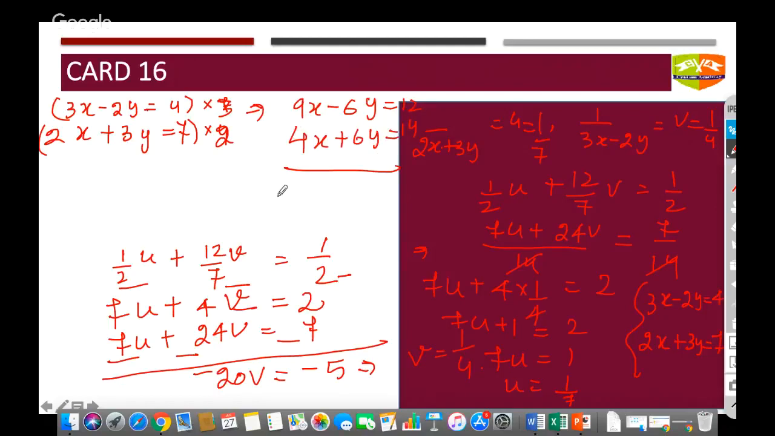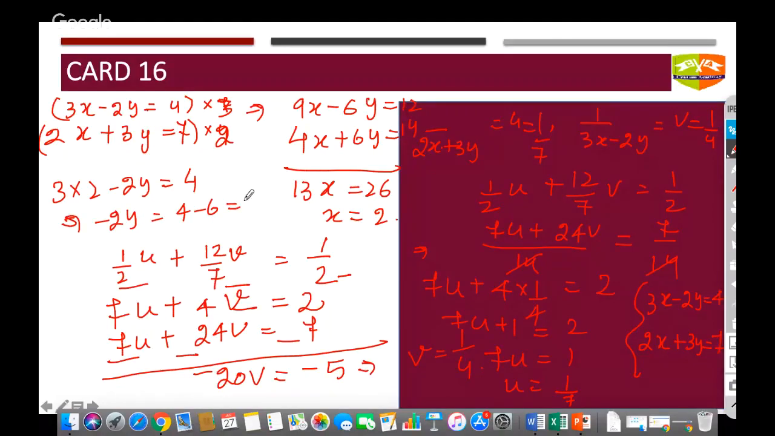So add it, you get 13x is equal to 26. X comes out to be 2. You put it in this equation, 3 into 2 minus 2y is equal to 4. So this comes out to be minus 2y, 4 minus 6 is equal to minus 2. Y comes out to be equal to 1. So I write x is equal to 2 here and y is equal to 1 here.